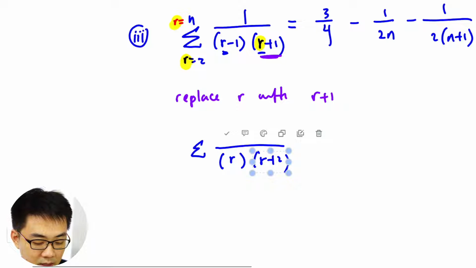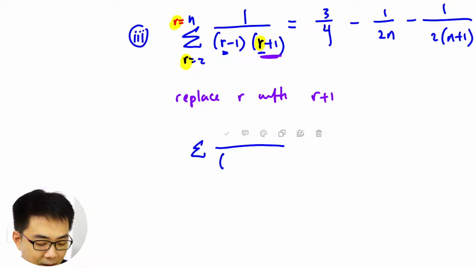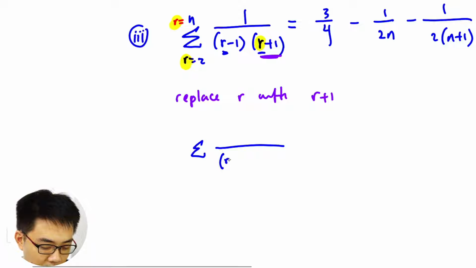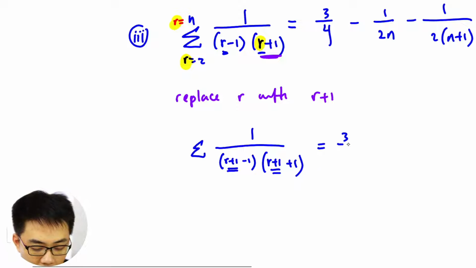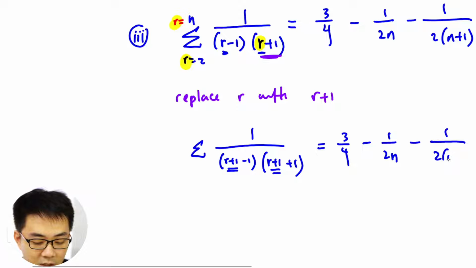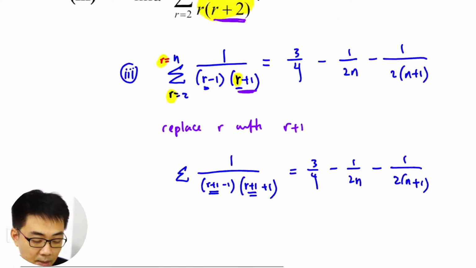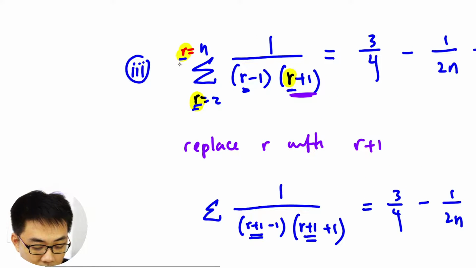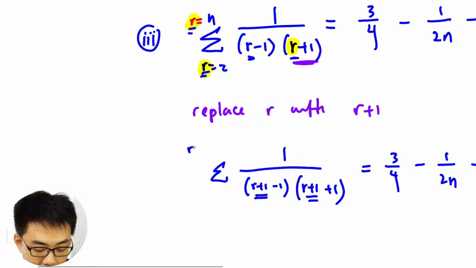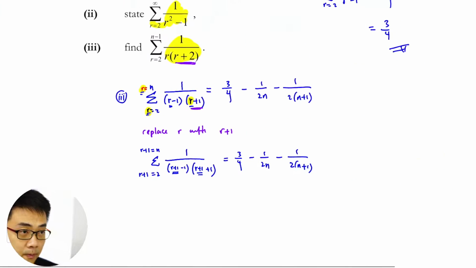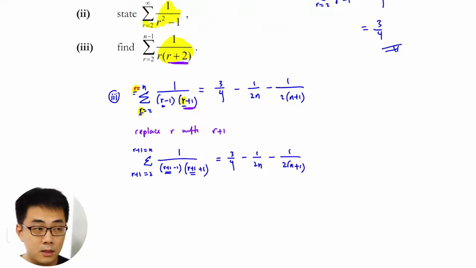Maybe I shouldn't skip. You can skip steps anyway. I just write r plus 1, then this one is r plus 1 plus 1. The one on the right doesn't change because r and n are different. n doesn't change at all. But what you need to change is this one here. Please remember to change this one here. This is r plus 1 equals to n. This is r plus 1 equals to 2. Remember that, r plus 1 equals to 2.